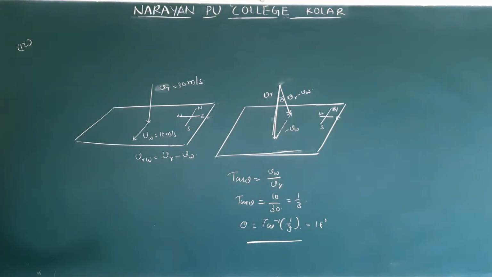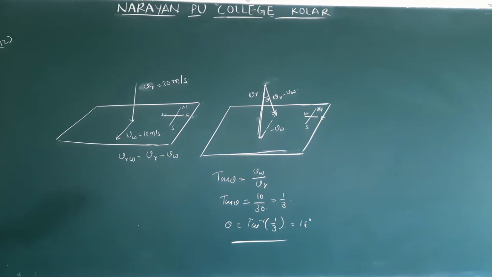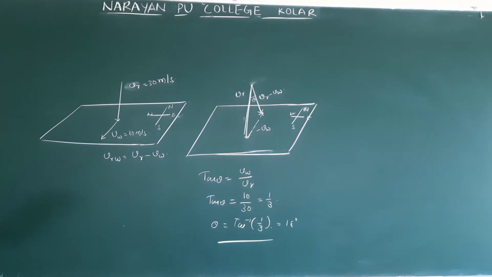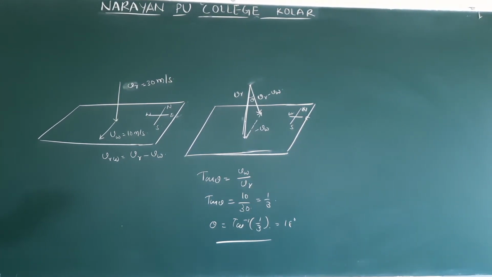Next, 13. A man can swim with a speed of 4 kilometers per hour in still water. How long does he take to cross a river 1 kilometer wide if the river flows steadily at 3 kilometers per hour and he makes his strokes normal to the river current? How far down the river does he go when he reaches the other bank?